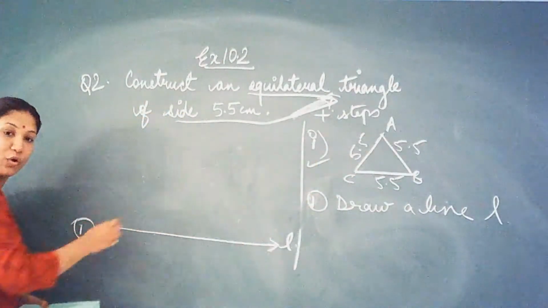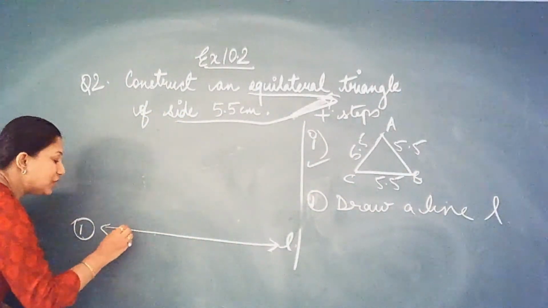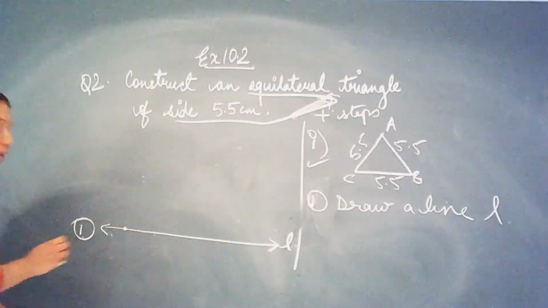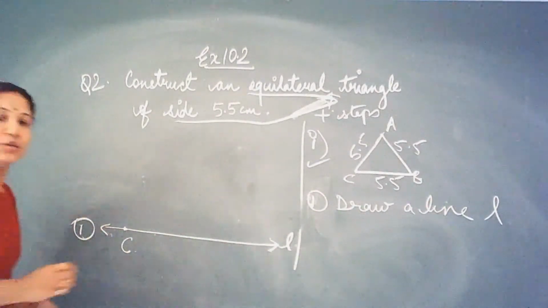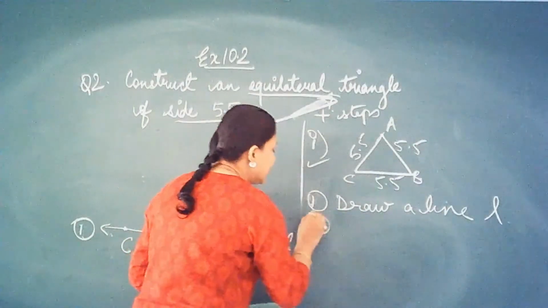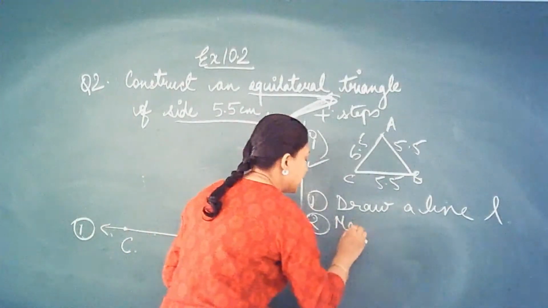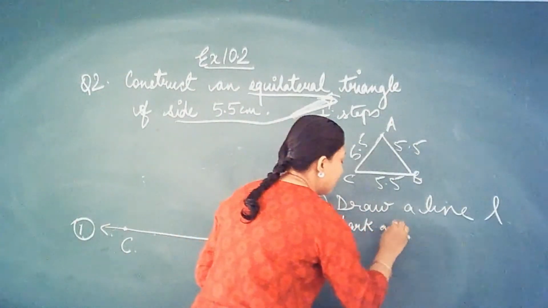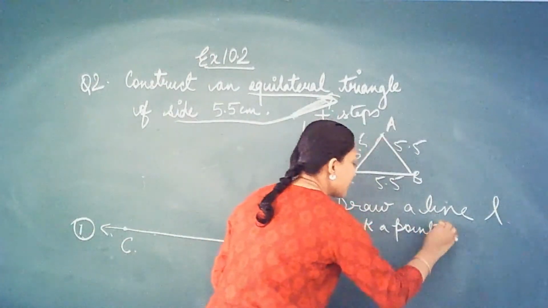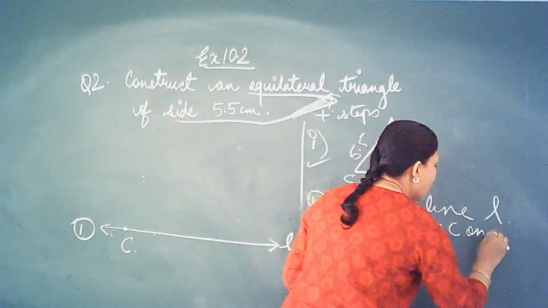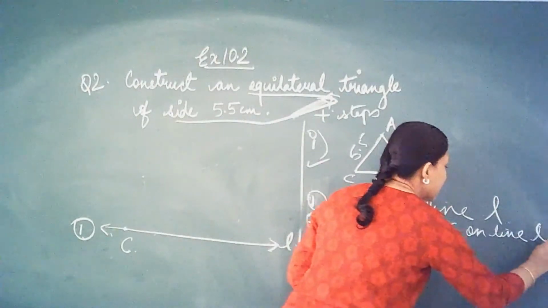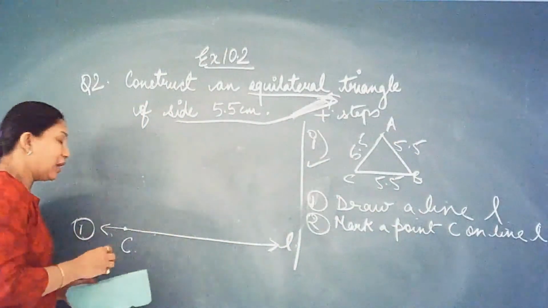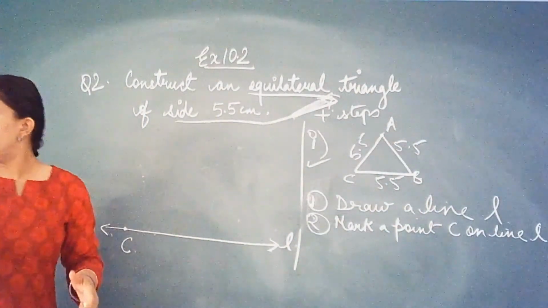Now what do we have to do next? Mark any point on line L. Here I have marked a point C on line L. So what is the second step? The second step is: mark a point C on line L. This we have done.